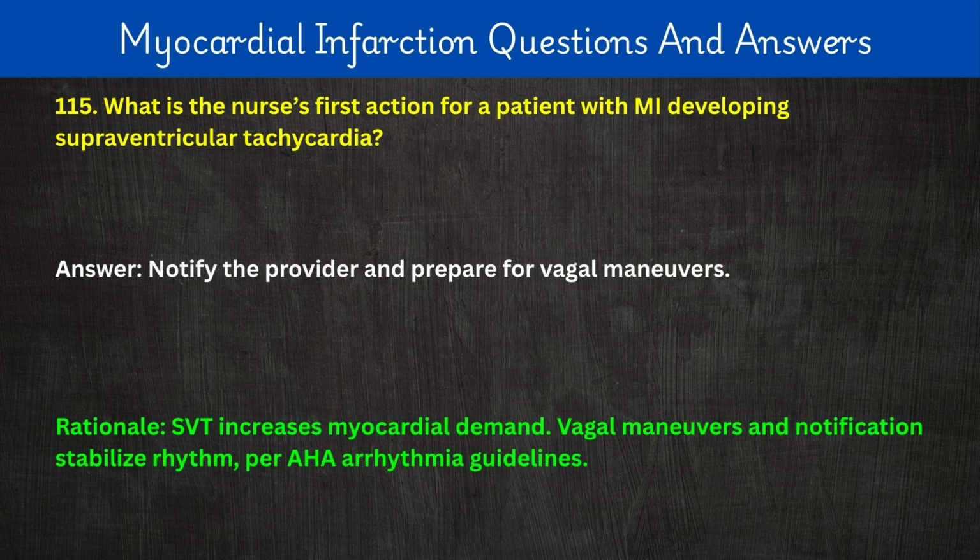115. What is the nurse's first action for a patient with MI developing supraventricular tachycardia? Answer: notify the provider and prepare for vagal maneuvers. Rationale: SVT increases myocardial demand. Vagal maneuvers and notification stabilize rhythm, per AHA arrhythmia guidelines.